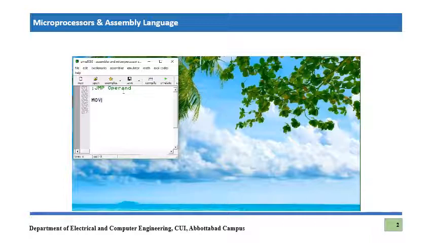Let's say we move a value into AL, let's say 02 hex. Then we move a value into BL, 04 hex. Then we add these two values, add BL comma AL, so the result will be stored in BL. 02 and 04 will get added, so the result will become 06 hex.